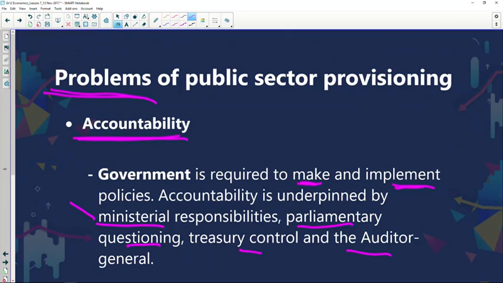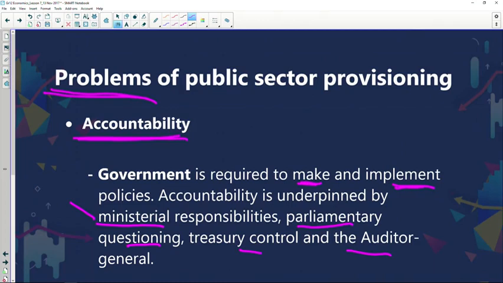Parliament has a responsibility to ask questions and to interrogate decisions that are made around policy, whether it's economic policy or policy relating to education or a healthcare system. And then also Treasury will need to control the finances to ensure that budgets are allocated and that they are used accordingly. And then the Auditor General will come back and do the auditing of the different budgets at national, provincial, and also at a local level.